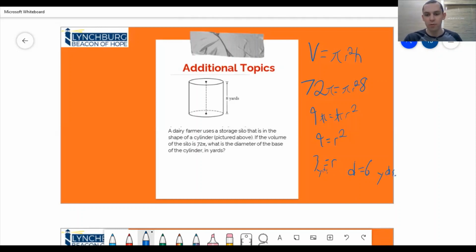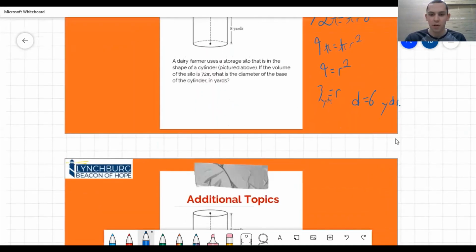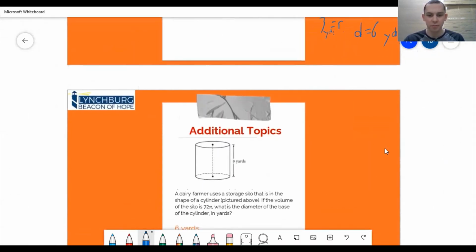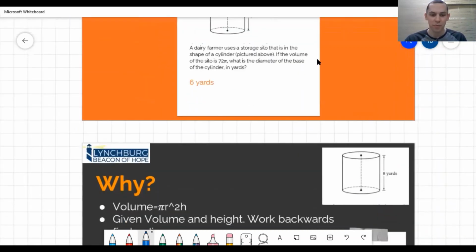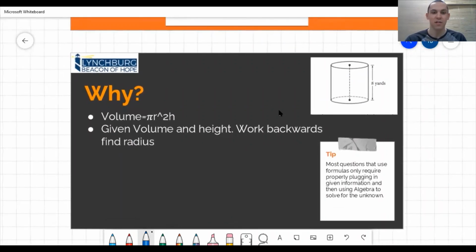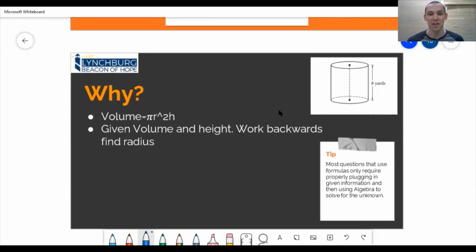And if we scroll below to the next step, hopefully I did all of that right. And it is, it's 6 yards for the diameter of the cylinder. And then of course the y's, volume's pi r squared h. And it gives us the volume and the height, so we have to work backwards to find the radius so that we can find the diameter.